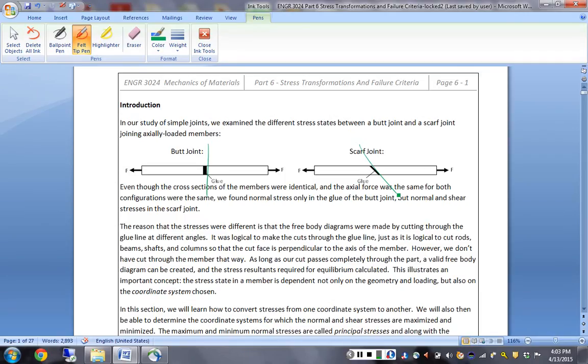Today we're going to learn how to build this coordinate transformation matrix and then show you how this coordinate transformation lets us add normal stresses and shear stresses. Okay, you don't really add them, but you rotate your world until one of them goes away.